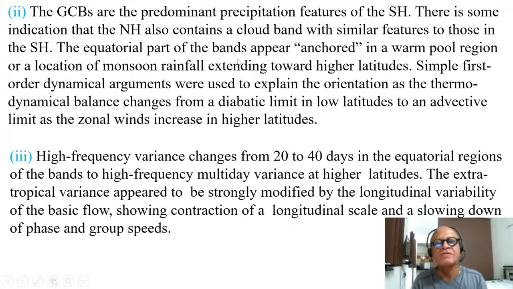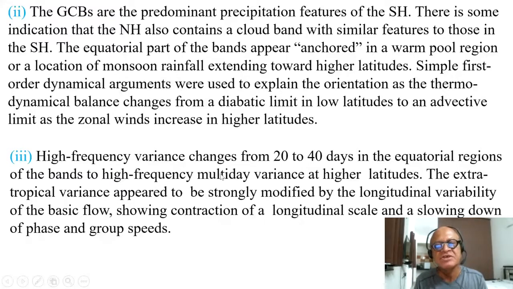The equatorial part of the bands appear anchored in a warm pool region or a location of monsoon rainfall extending towards higher latitudes. So South America versus the maritime continent, you get two processes. Simple first-order dynamical arguments were used to explain the orientation as thermodynamical balance changes from a diabatic limit in the low latitudes, so the heating, to an advective limit as the zonal winds increase in higher latitudes. So there is an angular extension that has to be explained.